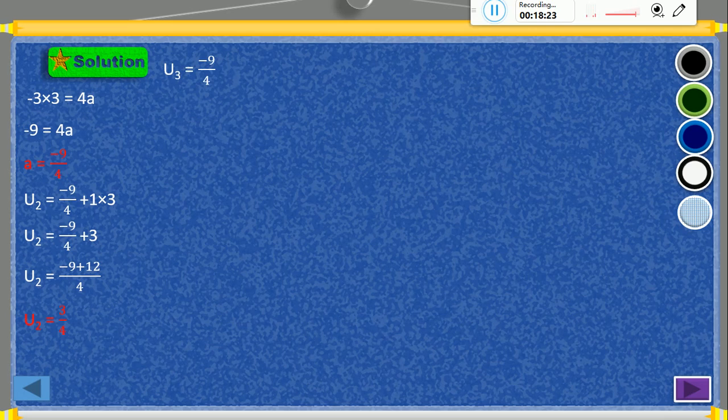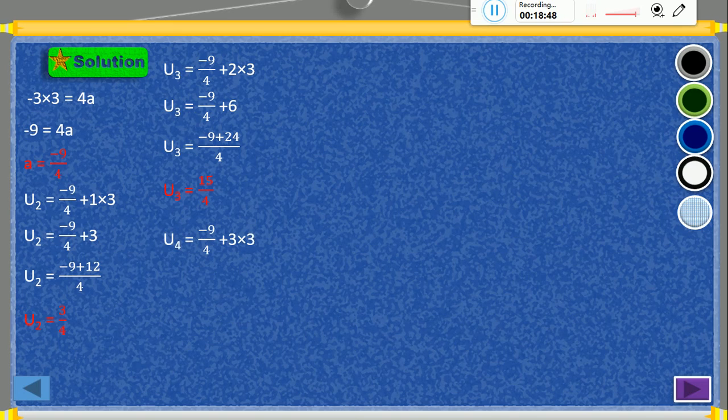The third term, replacing d by 3. So u3 will give us minus 9 over 4 plus 6. That's multiplying 2 and 3. Taking the LCM, minus 9 plus 24 over 4 is equal to u3. Simplifying, u3 is equal to 15 over 4.